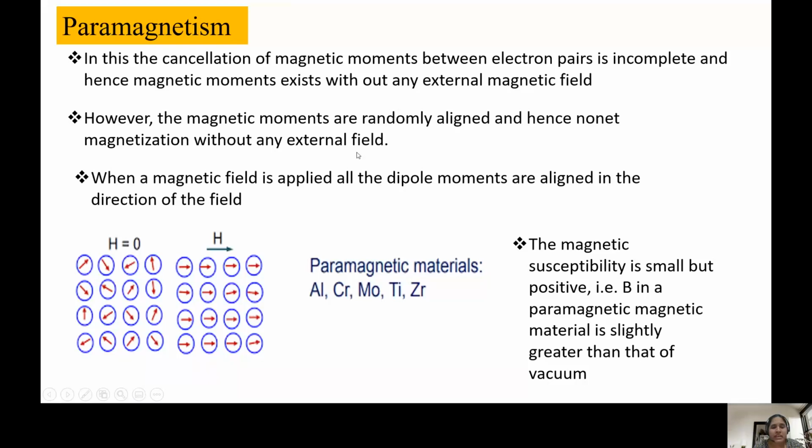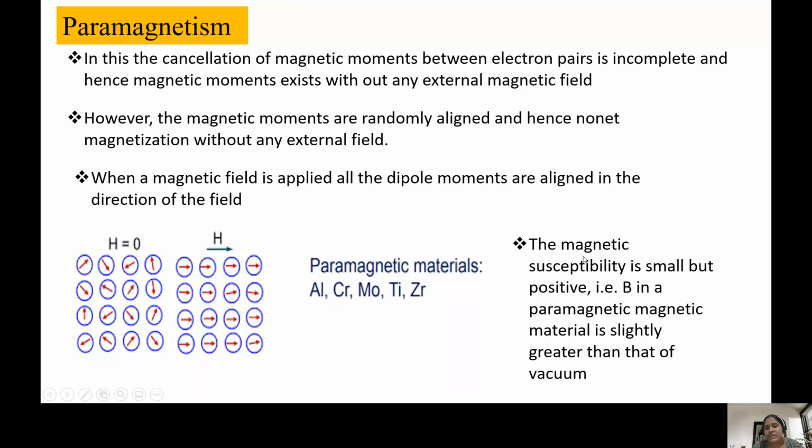When you apply the magnetic field, the dipole moments present in the material will align into the direction of the field and will produce a finite magnetic moment due to the alignment of the dipoles into the direction of the externally applied field. Examples are aluminium, chromium, molybdenum, titanium, and zirconium. These are the examples for the paramagnetic materials.